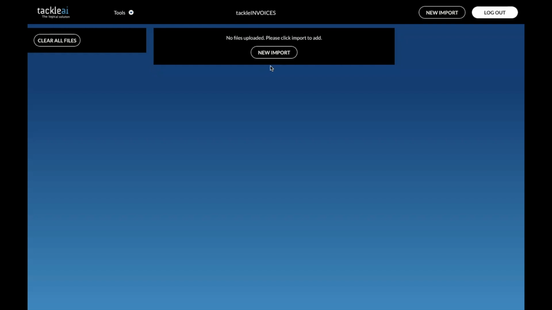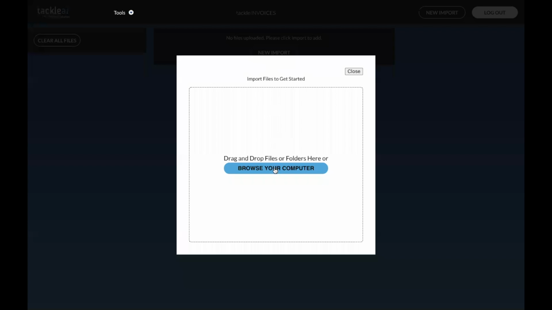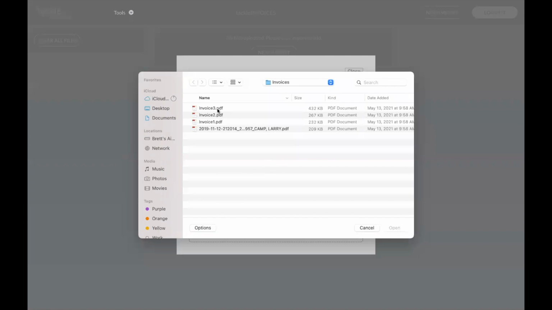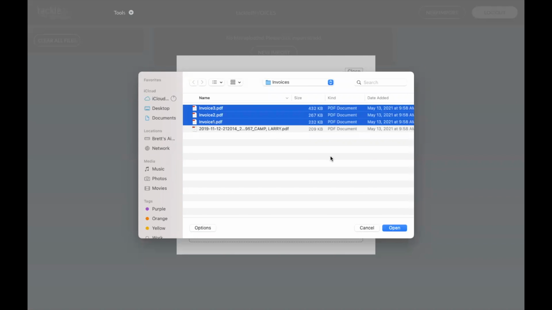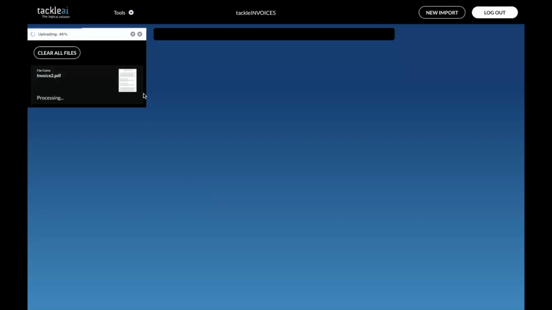Does your business receive large amounts of invoices that need to be read, processed, and added to your NetSuite, QuickBooks, SAP, or other accounts payable software? If so, let me show you how Tackle AI can handle this for you in an automated fashion using artificial intelligence. So the first thing I'm going to do is add a couple of invoices to the Tackle AI engine.